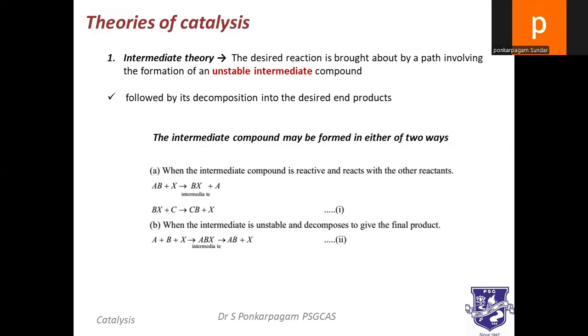The theory behind the catalysis. There are two types of theory in catalysis. The first is the intermediate theory. We know that the intermediate is very less stable. So in the reaction progress, there is a reaction between the reactants, then it forms an intermediate. This intermediate is very reactive and less stable. Then this intermediate decomposes to give the final product in two steps.